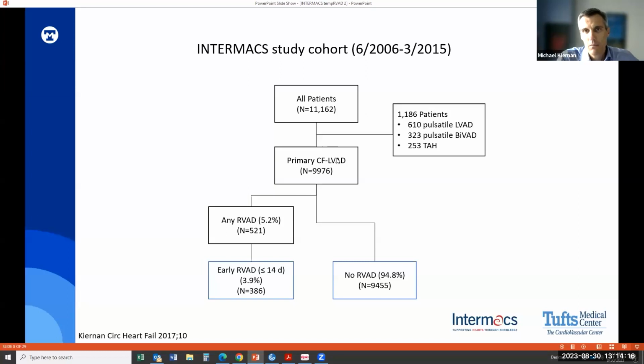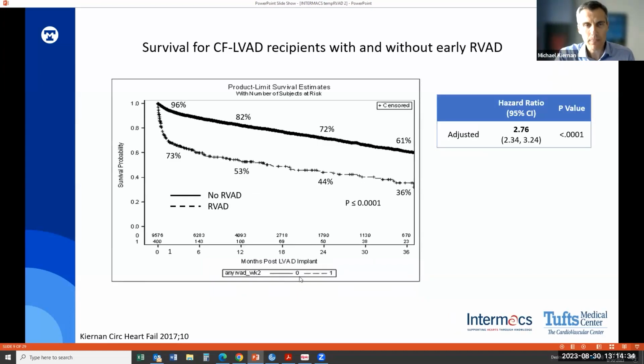But nonetheless, among these 10,000 primary continuous flow LVAD recipients, about 5% required an RVAD. And we were looking at RVAD use within 14 days. So the majority of RVADs that went in within a 2-week period. We found that RVAD survival, and this is similar to, again, a number of other scientific studies that have been performed, in general, survival with an RVAD and an LVAD recipient is about 50% between 6 to 12 months. And that's what we found here, and this is the hazard ratio: patients who required an RVAD were 2.7 times more likely to die within the period of study than those who did not require an RVAD.